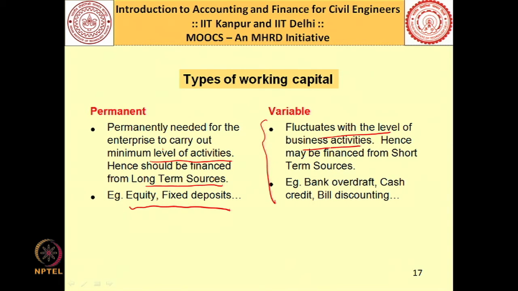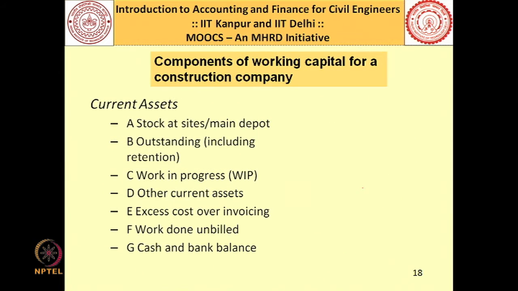In some seasons, you may require very high working capital. For example, let us say this is your fixed, permanent part, and then depending on the season, you may like to increase the working capital. So, the variable portion you can keep fluctuating depending on the demand. Normally the variable portion we finance from short term sources, for example, bank overdraft, cash credit or bill discounting. So, this is how you have a strategy to finance your working capital. We will have one separate lecture on financing of working capital. There we will see what the different sources of working capital are.